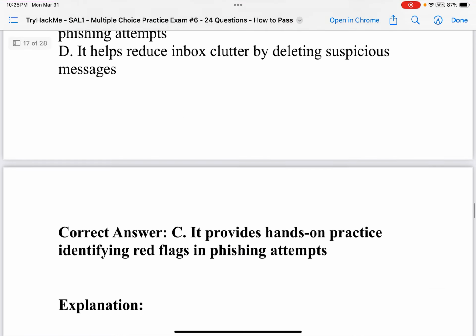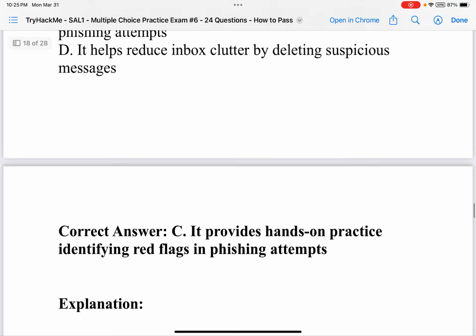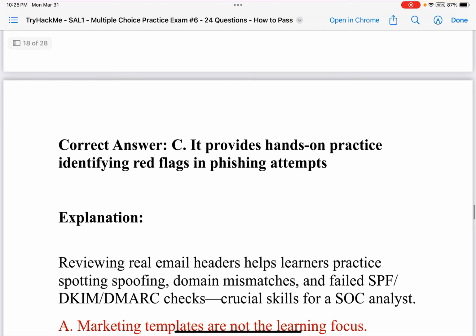Correct answer. C. It provides hands-on practice identifying red flags and phishing attempts. Explanation. Reviewing real email headers helps learners practice spotting spoofing, domain mismatches, and failed SPF, DKIM, DMARC checks. Crucial skills for a SOC analyst.